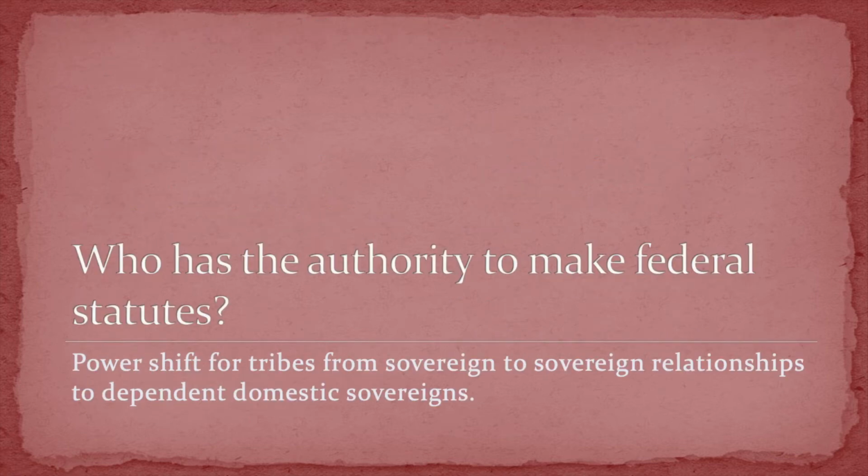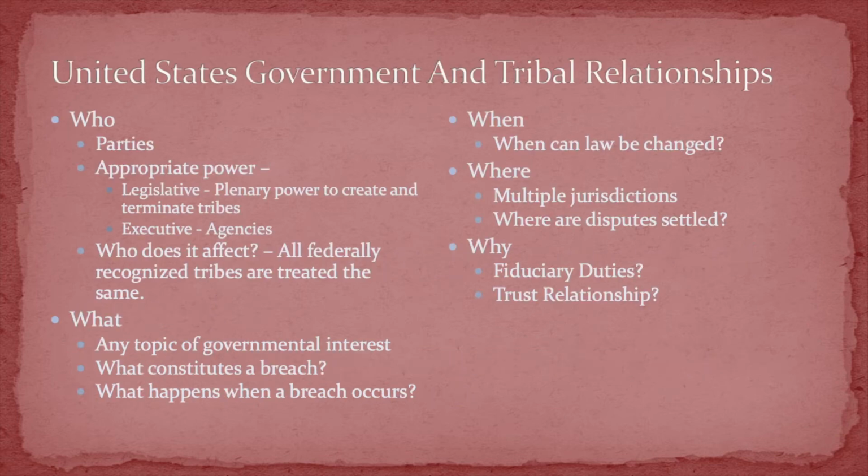So who has the authority to make federal statutes? Well, we know the power shift is happening for tribes from sovereign to sovereign relationships to dependent domestic sovereigns, right? Because of all those influences that I just talked about. So I started talking about it in the other screen just to remind you what we thought a good treaty was about. Where are we at now as we transition from treaties into statutes?